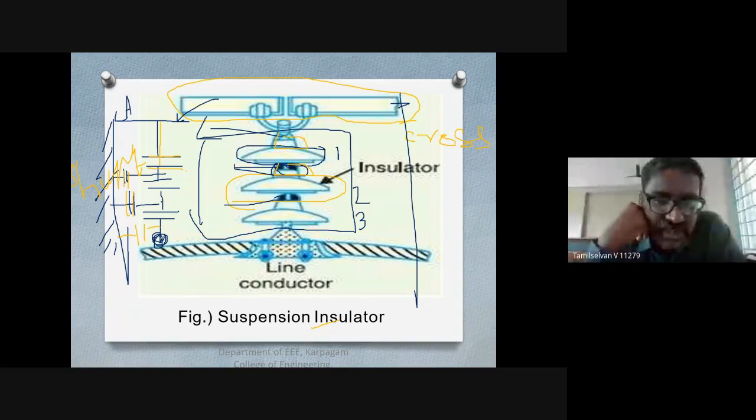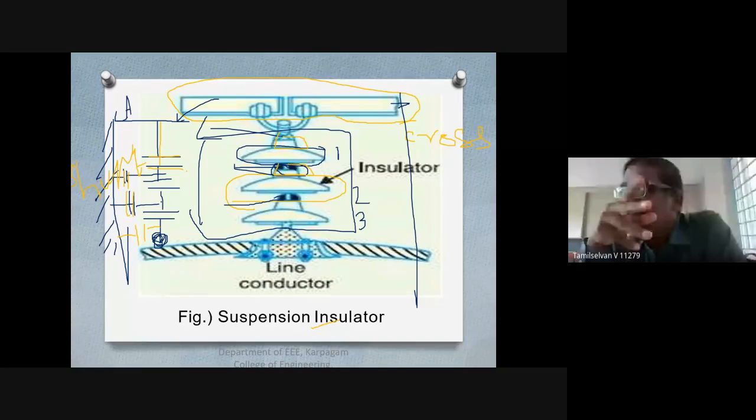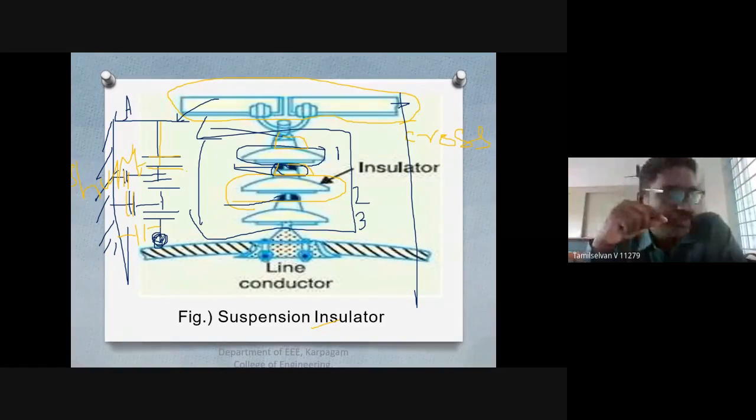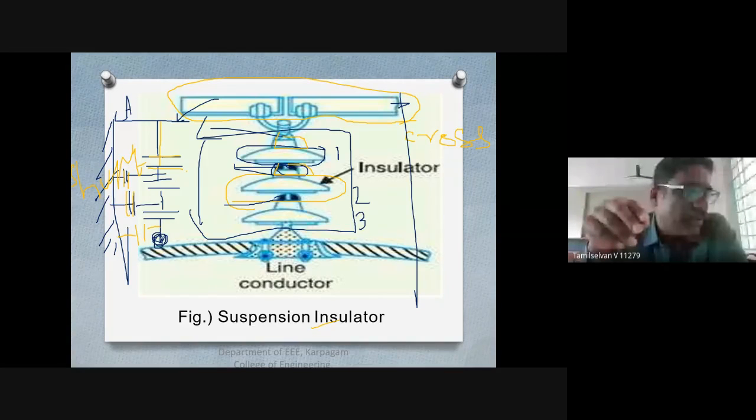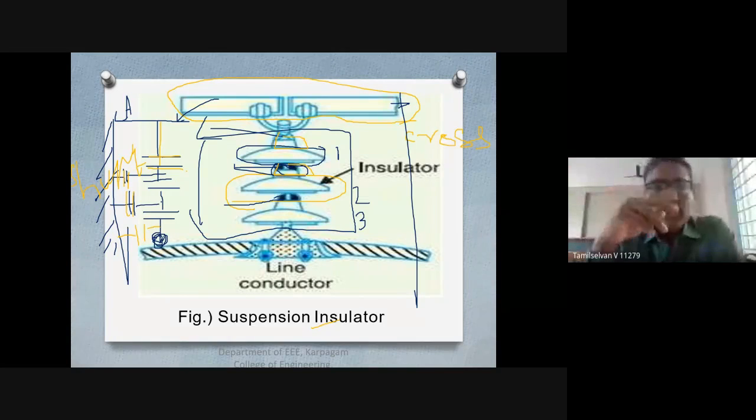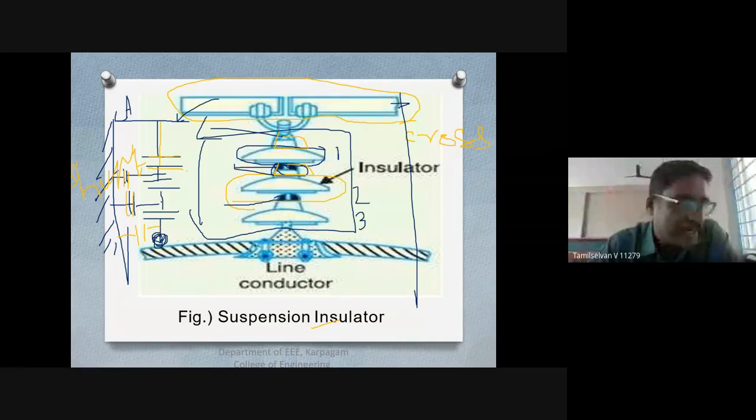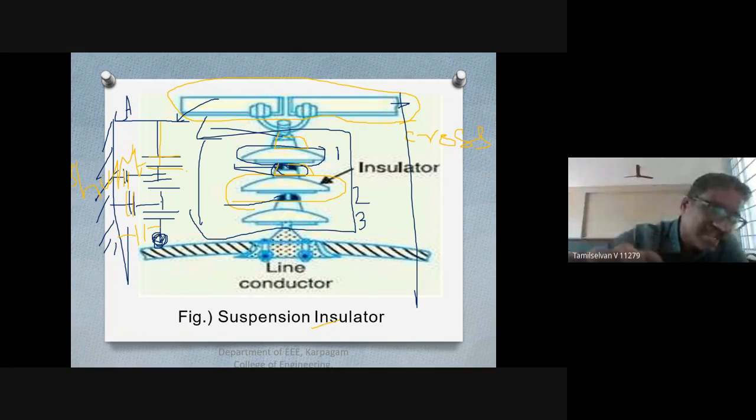One metallic link will act as the anode and the other as the cathode. Whenever there is a puncture, the air medium becomes ionized due to the higher voltage, so the charge accumulates. That is why each disc forms a capacitor.